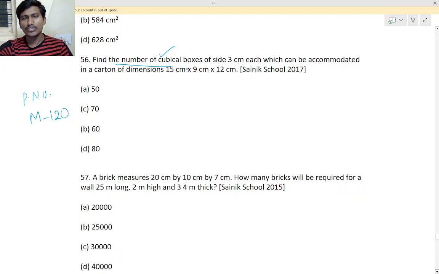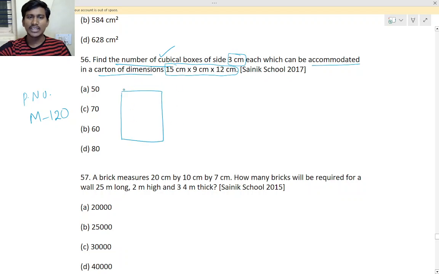So, find the number of cubical boxes of side 3 cm each that can be accommodated in a carton of dimensions 15 cm, 9 cm and 12 cm. So this is the carton, like this, right? Length is how much? 15 centimeter, 9 centimeter, and height is 12 centimeter.